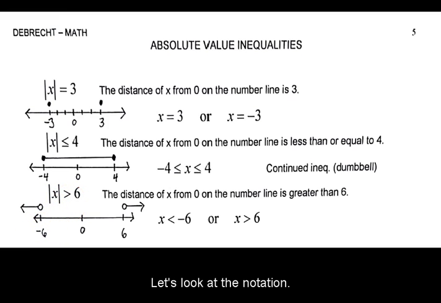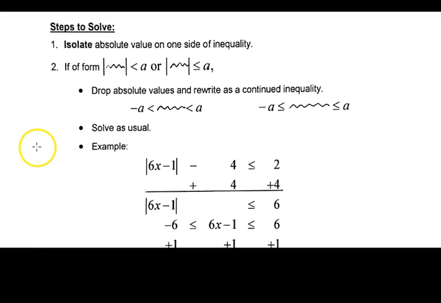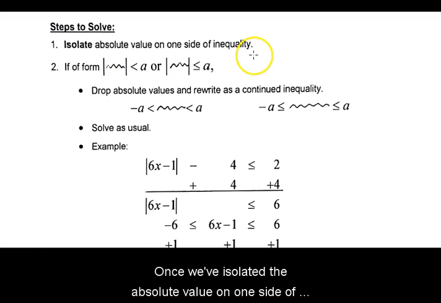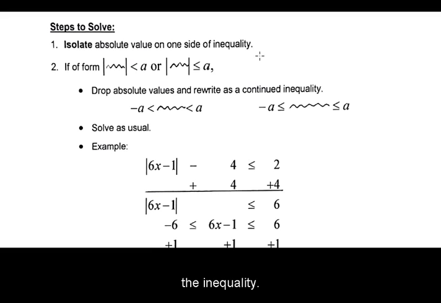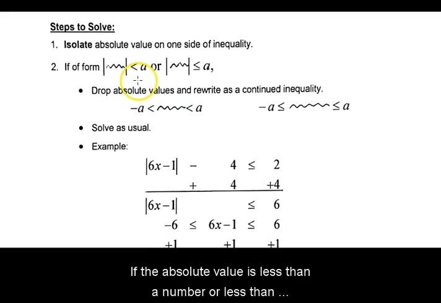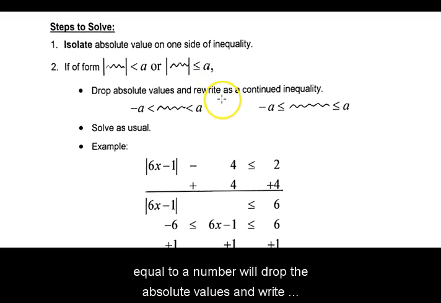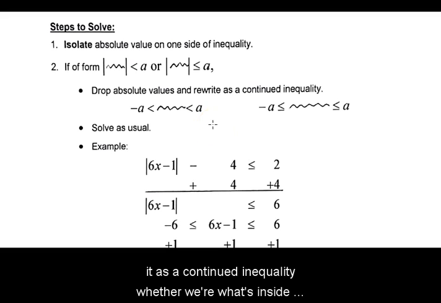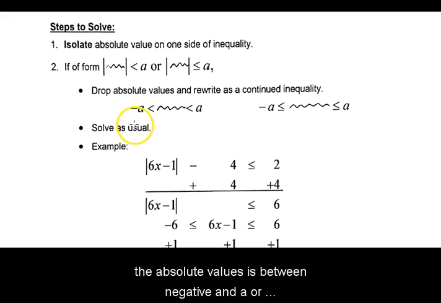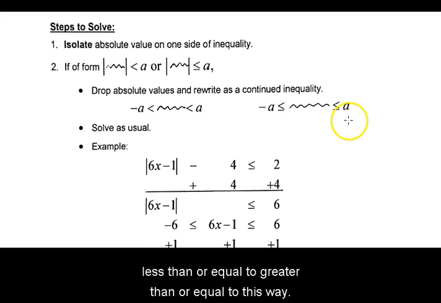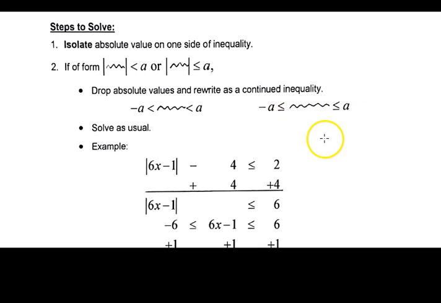Let's look at the notation. Once we've isolated the absolute value on one side of the inequality, if the absolute value is less than a number or less than or equal to a number, we'll drop the absolute values and write it as a continued inequality, where what's inside the absolute values is between -a and a, or less than or equal to, greater than or equal to, this way. Let's look at an example.